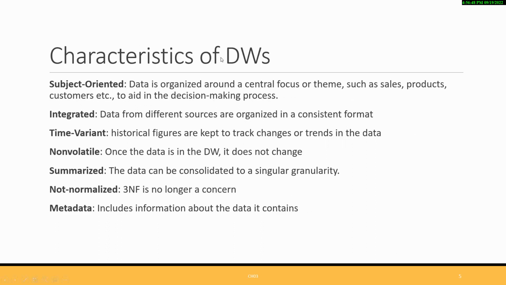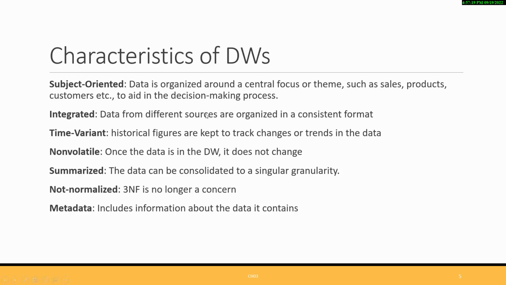Now let's go to the characteristics of data warehouse, some of which we saw in the previous slide. Subject-oriented, what does that mean? It means that the data is organized around a central focus or theme, such as maybe just sales data or data for products or customers, etc. This will help in decision making. So a data warehouse doesn't have to be all over the place or mixed bag. It has to be subject oriented.